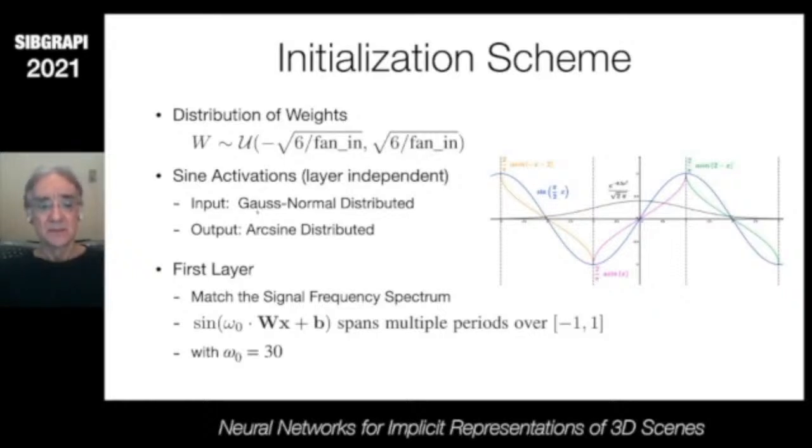This is going to guarantee, independent of the layer in this hidden layer sequence, that the input of each layer is going to be distributed as a Gaussian function, and the output is going to be distributed as the arcsine. And so this is going to give a normalized and very stable situation for training.